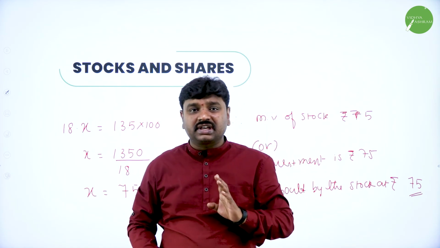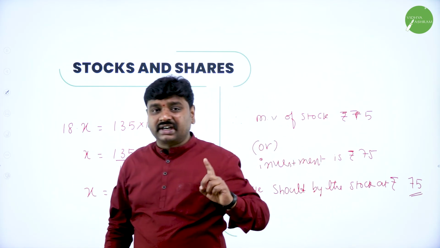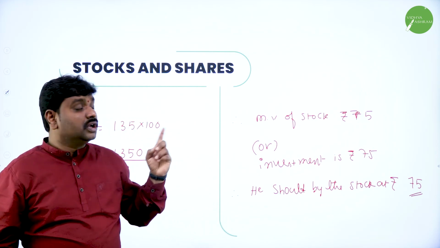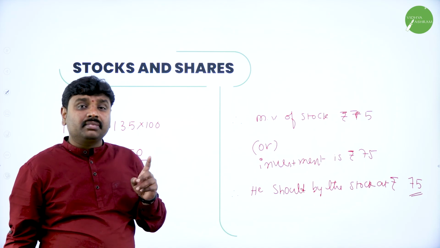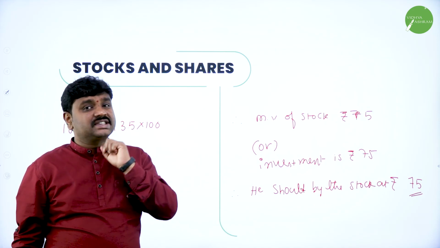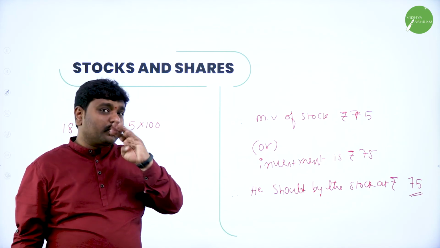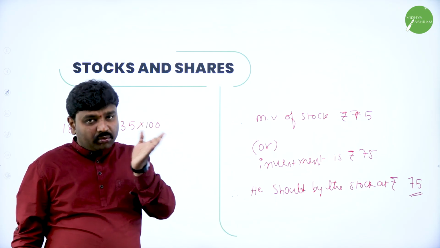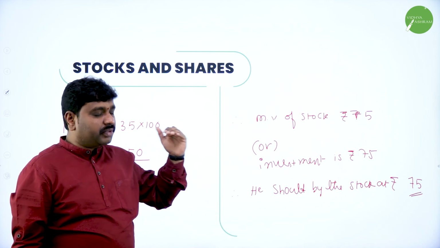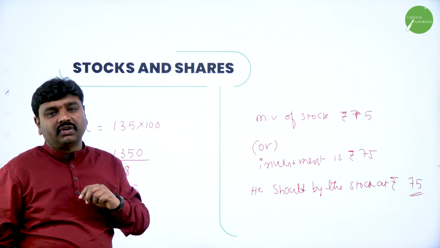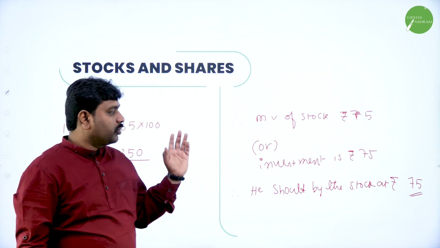But we had a special case in this. When tax is deducted, your net income will be different. So that's why net income by total investment into 100. Net income comes into the picture when tax is given. See, in one of the problems they told 4% tax. From your income, remove 4%. Then you will get net income. So net income by investment into 100, we should use that formula when tax is given. I hope all of you understood.